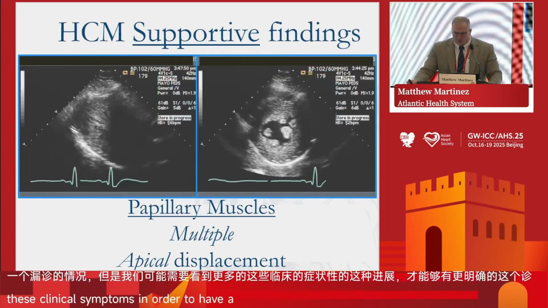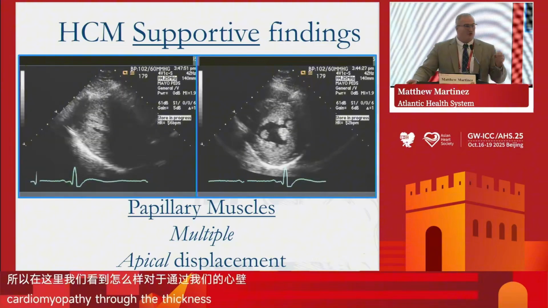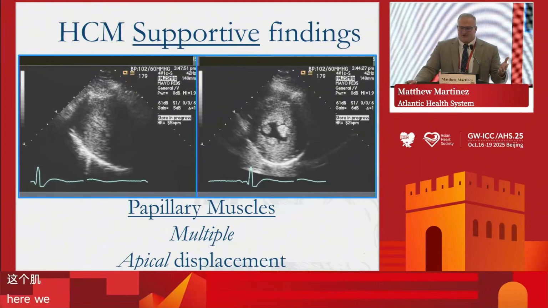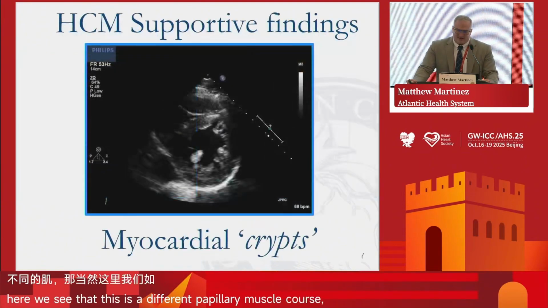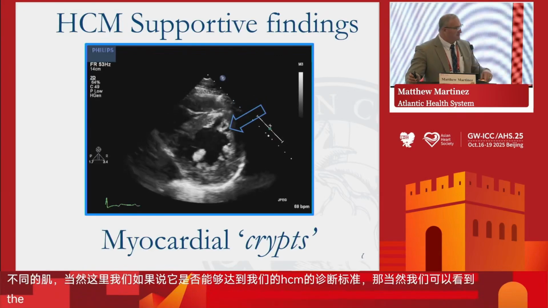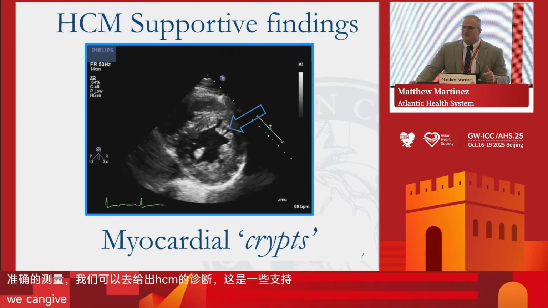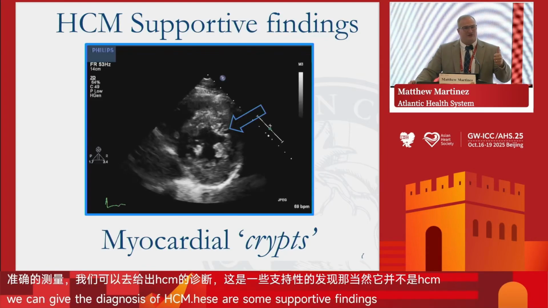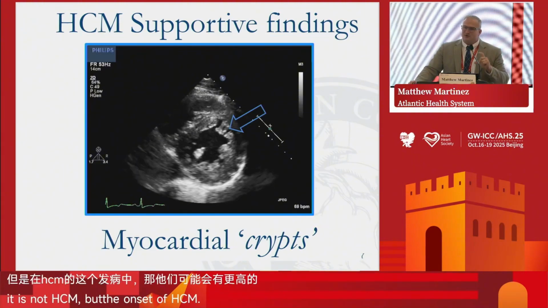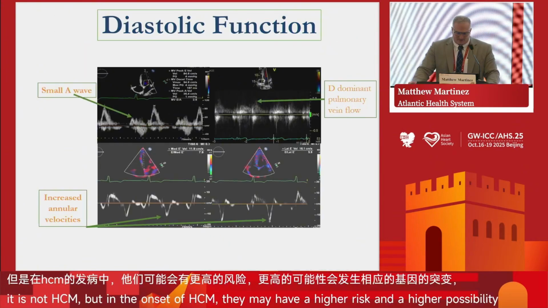Now you can look for supportive findings. These are multiple papillary muscles and apical displacement. Although not diagnostic of hypertrophic cardiomyopathy, they are certainly suggestive of it. And crypts, what I'm showing you here, this big arrow, myocardial crypts, again not specific for HCM, but very suspicious for the development of HCM, a higher likelihood of gene positivity in this group, and very unusual in the athlete. So when you see this, have a higher suspicion for hypertrophic cardiomyopathy.